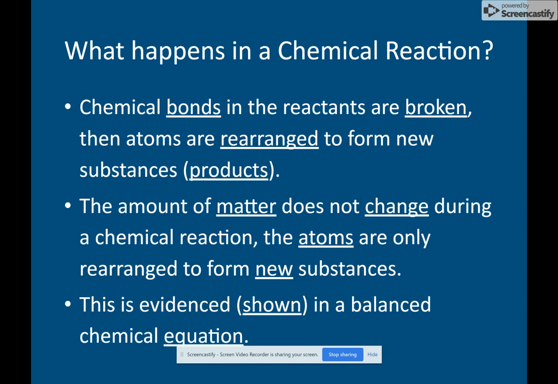So this is what we've been talking about. You put everything together, toss your formulas into a machine, whatever you want to do. They change all around, and you have new substances formed, but it's all out of the same atoms that you originally started with.